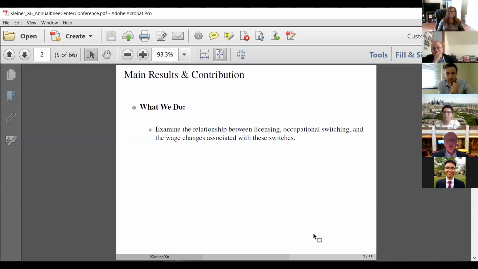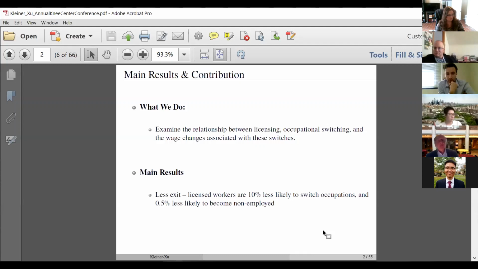What we do is examine the relationship between licensing, occupational switching, and the associated wage changes. We're looking at the dynamics of people going into and out of a licensed occupation, and the wage effects for people who go into and out of a licensed occupation by different characteristics. That is, do they move from being employed to being employed? Do they move from non-employment to employment, and vice versa? So we look at a lot of different types of switches between occupations based on the characteristics of the occupation, including occupational licensing.